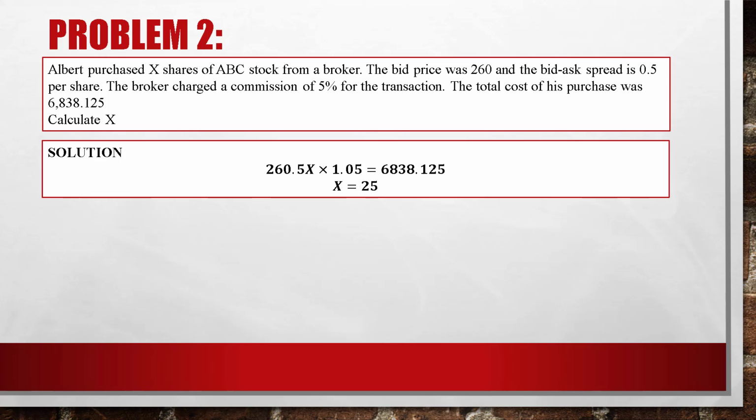And the total cost of his purchase was 6838.125. Solving this equation, we get X equal to 25 shares. So Albert purchased 25 shares of ABC stock from the broker.